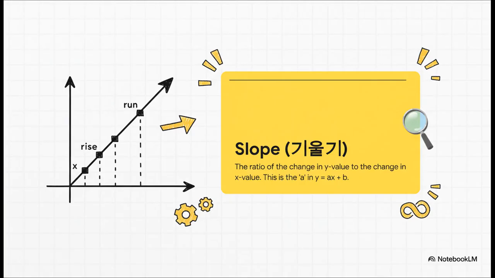The slope is just a number. That's all it is. It's a number that tells us how steep the line is. And guess who it is? It's our old friend a from the formula y equals ax plus b. The slope just answers one simple question. For every one step you take to the right, how many steps do you have to go up or down? That's the whole idea. We sometimes call it rise over run.